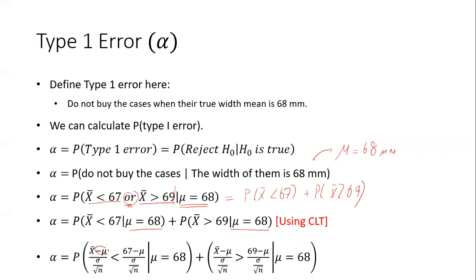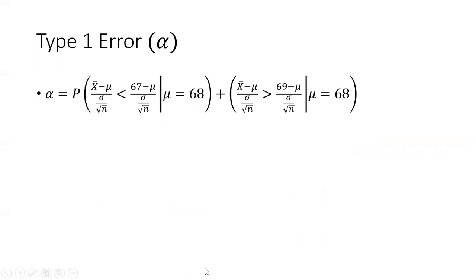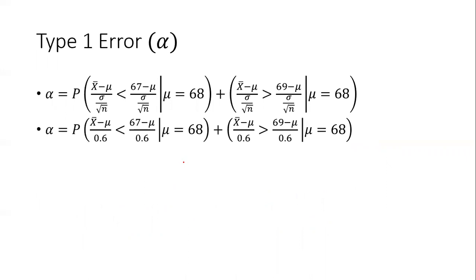Just subtract the mean divided by the standard deviation, which is sigma over root 10. Okay, just do the same thing here. Given that mu is equal to 68, again, X bar minus mu divided by sigma over root 10, 69 minus mu divided by sigma over root 10, given that mu is equal to 68, right? So I've just written the same thing here.